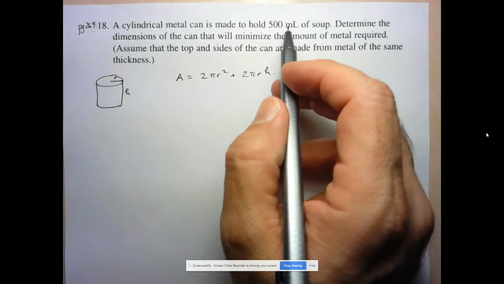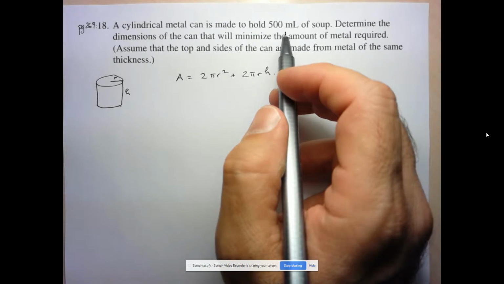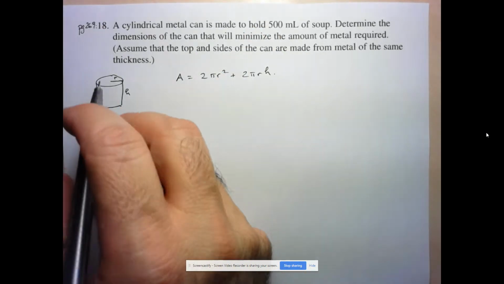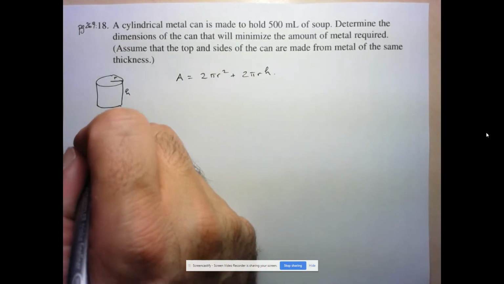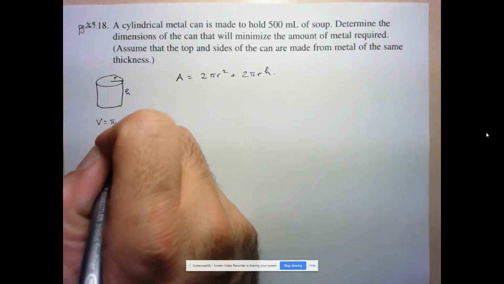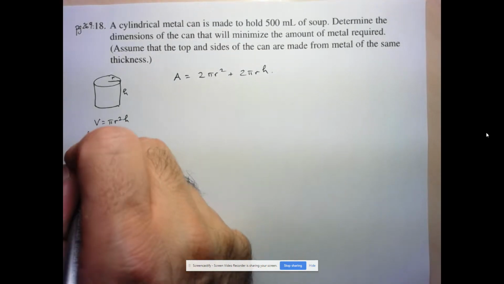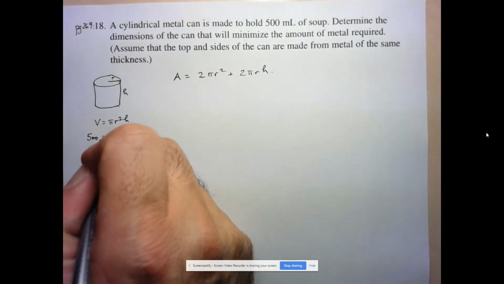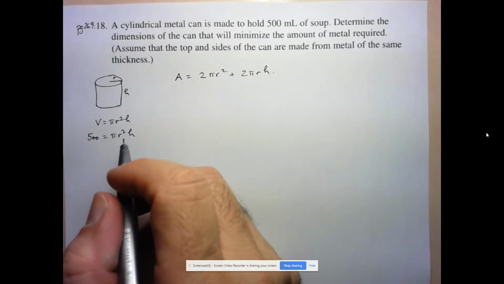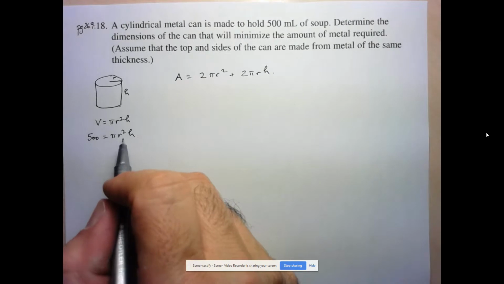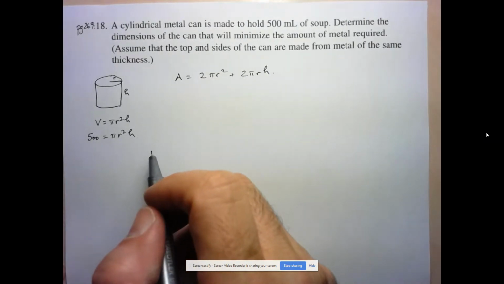So 500 milliliters, the same as 500 centimeters cubed of liquid. We're going to use that volume to help us write 1 variable in terms of the other. We know that the volume is given by the area of the base, pi r squared, times the height. So we know that volume is 500 centimeters cubed equals pi r squared h. And so what we can do is solve for one of these variables and then substitute that back into the function we're trying to work with.